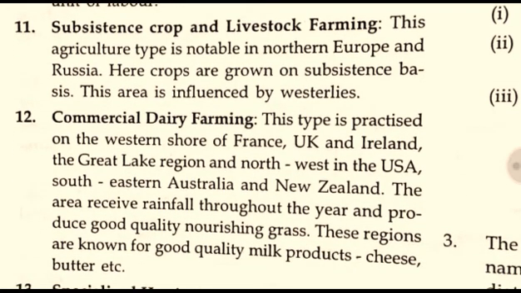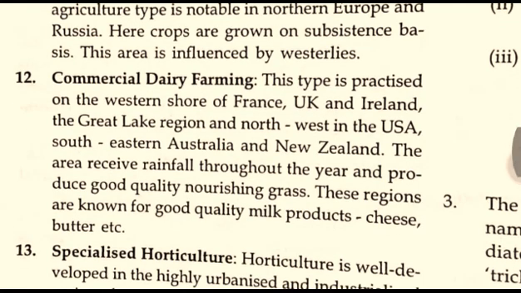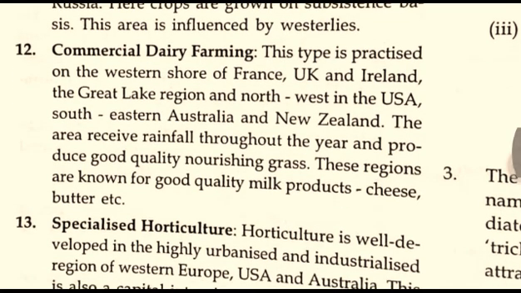Subsistence crop and livestock farming. This agriculture type is notable in Northern Europe and Russia. There you can see, and here crops are grown on a subsistence basis. This area is influenced by westerlies.